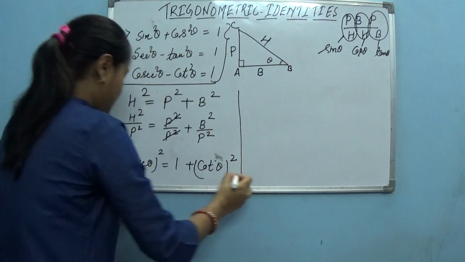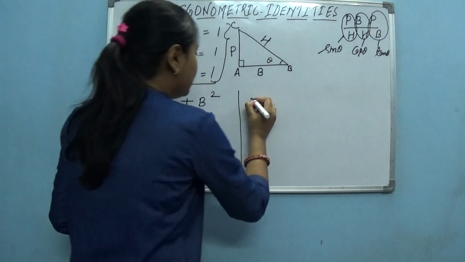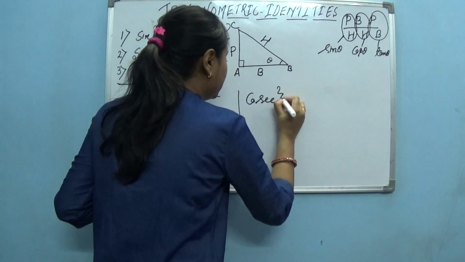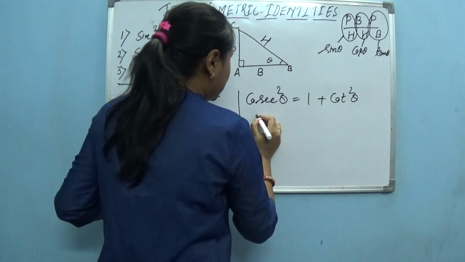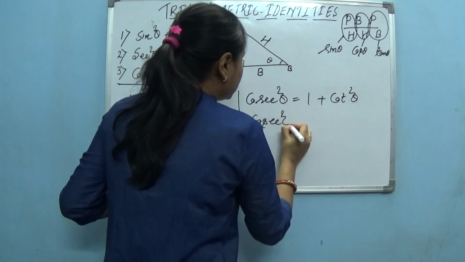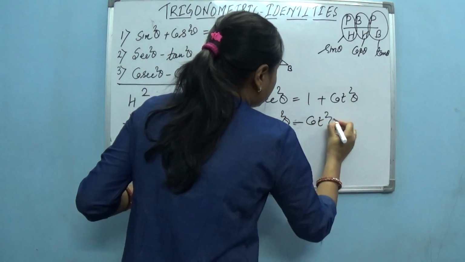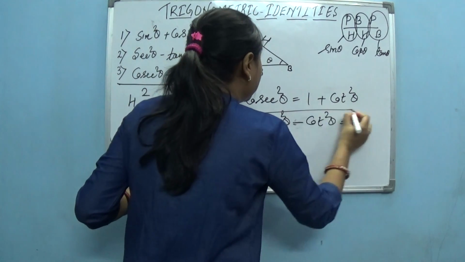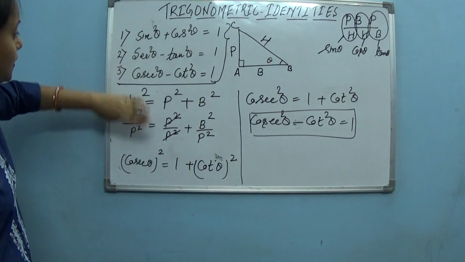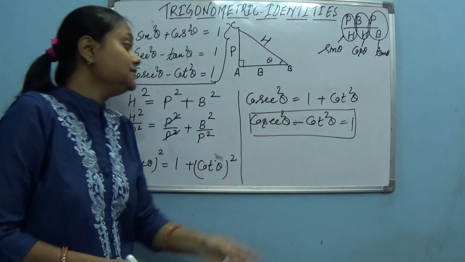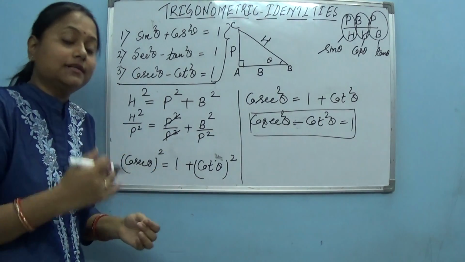Clear? Now cosec theta whole square is cosec square theta, which is equal to 1 plus cot square theta. So we can write cosec square theta minus cot square theta is equal to 1. This is the third fundamental identity. Here we proved three fundamental identities, and with their help we can solve other identities as well.